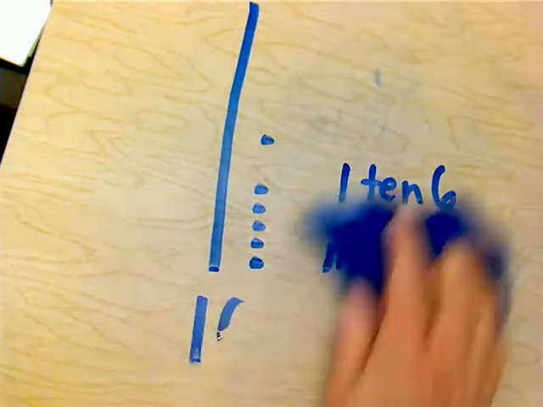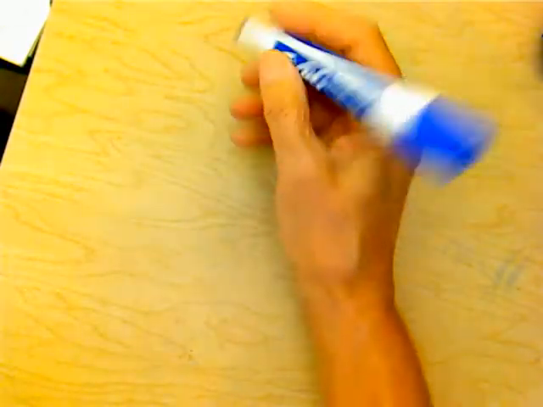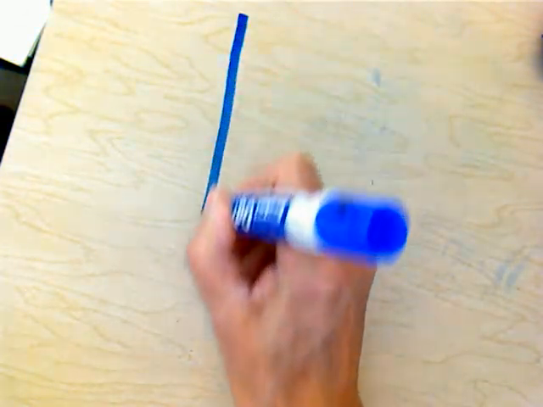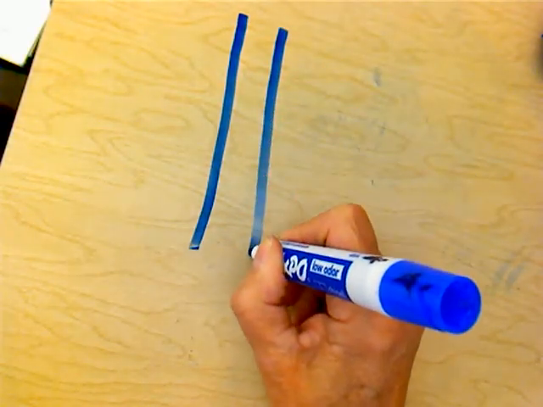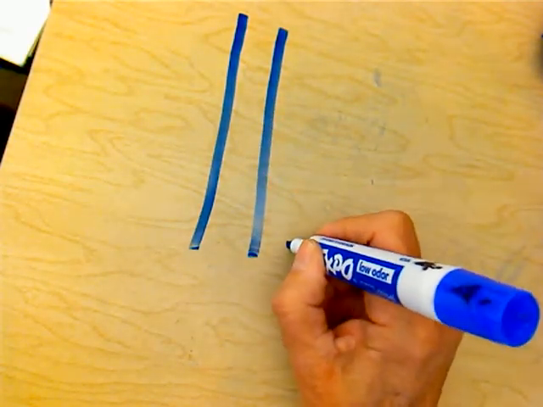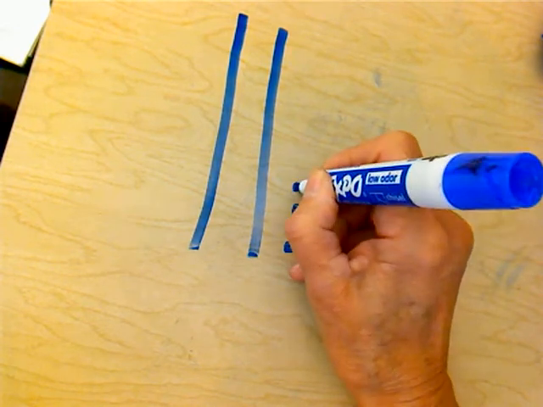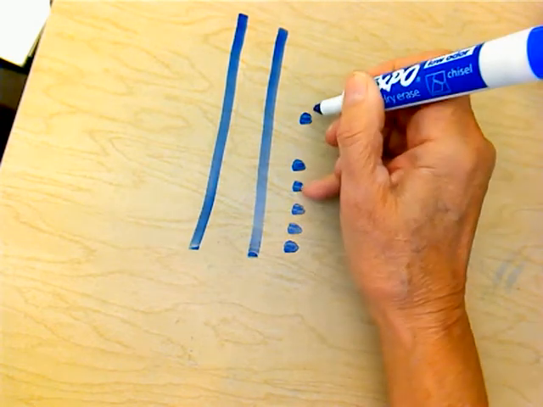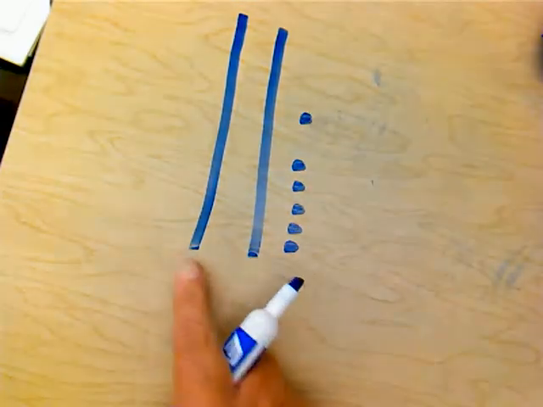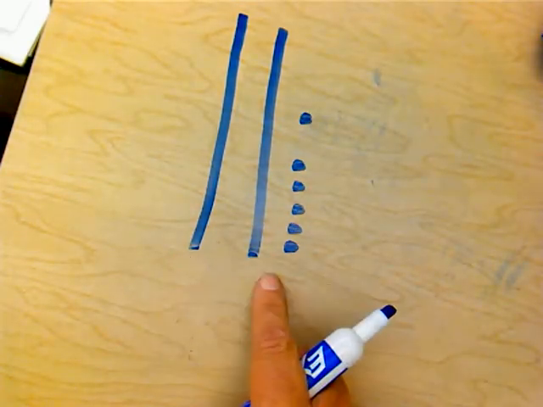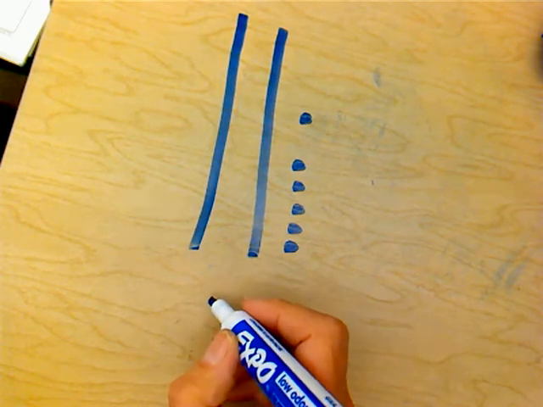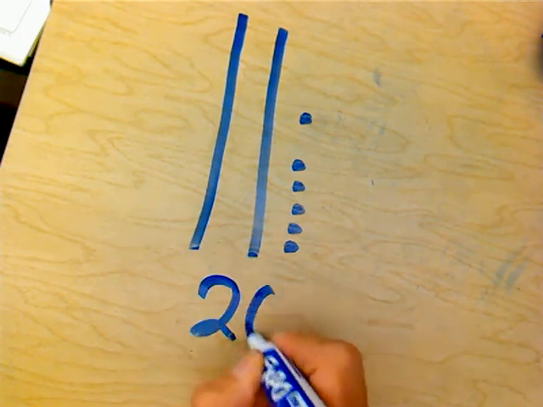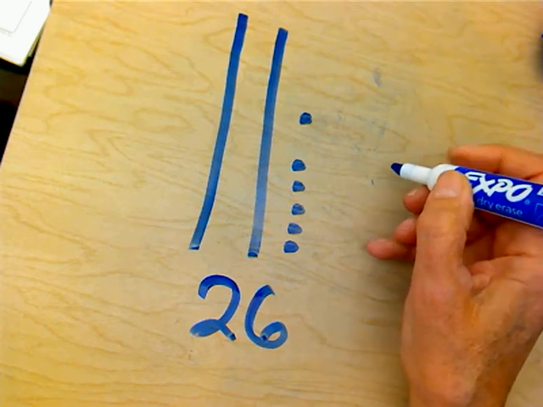All right, let's try another one of these where we're using our picture to help us. So here we go. This time we're going to do 2 tens, plus 1, 2, 3, 4, 5, 6 ones. So you've got 2 tens and 6 ones. 2 tens and 6 ones would be the same as 26.